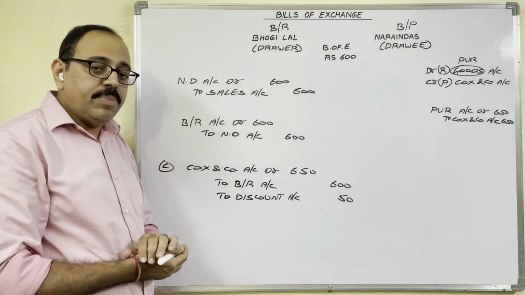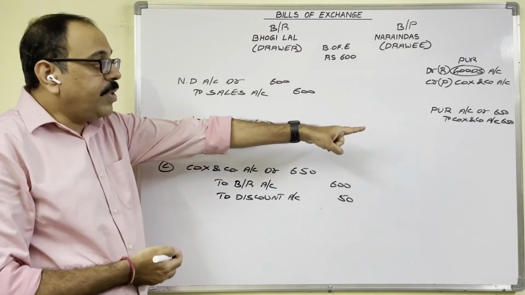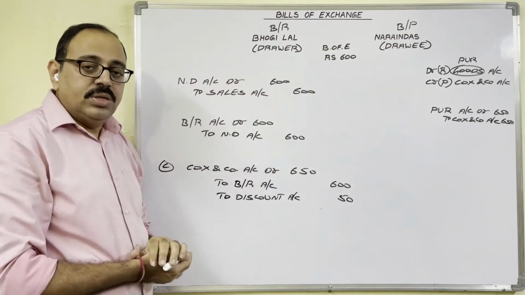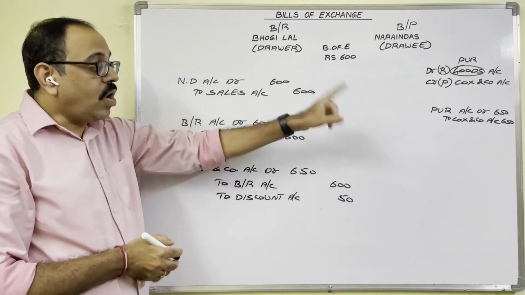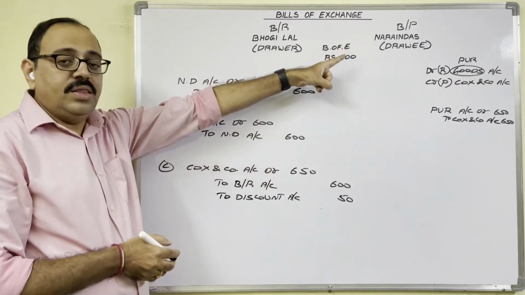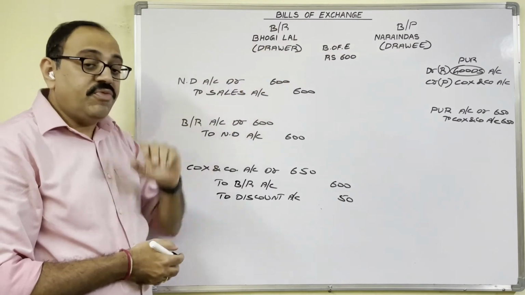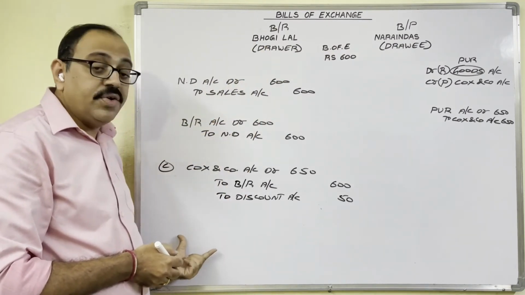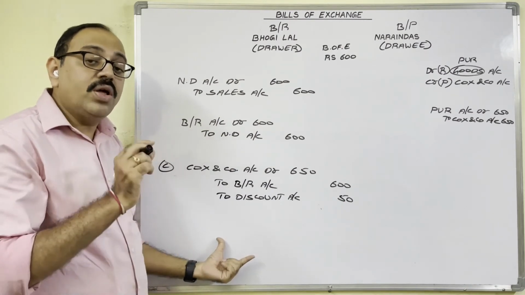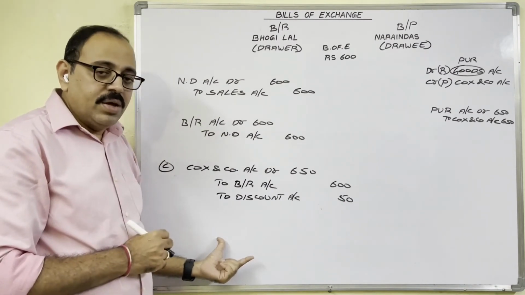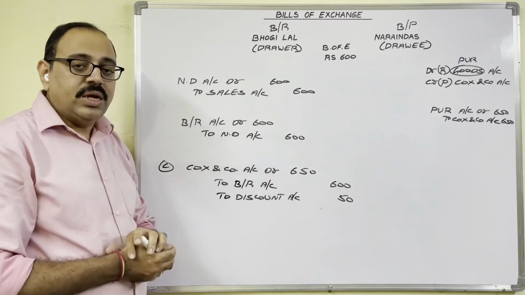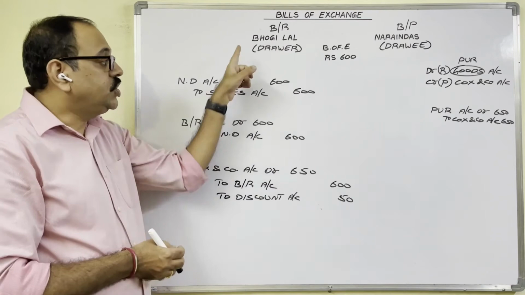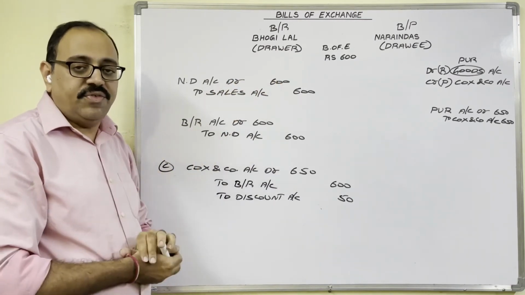On the due date, what happened? Cox and Company went to Narayan Das and they collected the bill amount. So the transaction is between Cox and Company and Narayan Das. So the drawer is not affected here. Therefore, in the drawer's books, we need not write an entry on the due date for honor of the bill. So remember, when a bill is endorsed and honored on the due date, for this honor in the drawer's books, we need not write any entry.